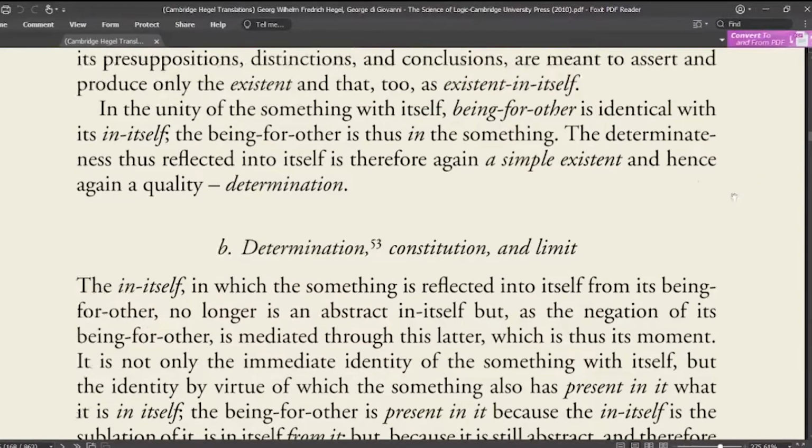So in the unity of the something with itself, being for other is identical with its in itself. The being for other is thus in the something. The determinateness thus reflected into itself is therefore again a simple existent, and again a quality determination.